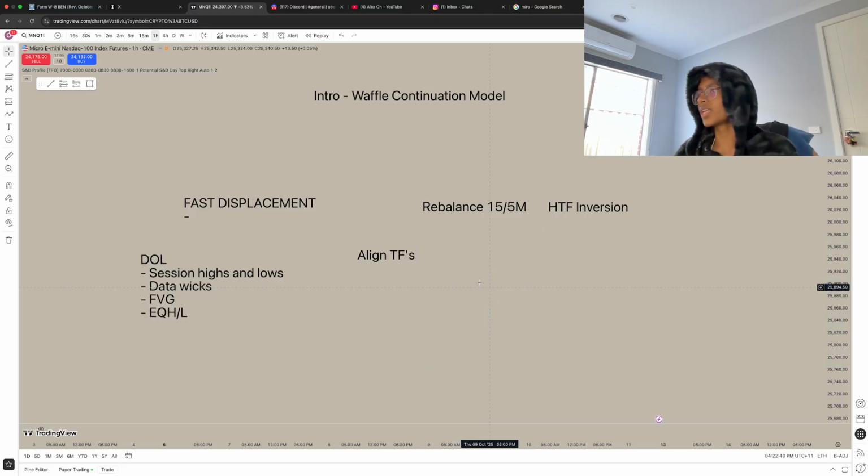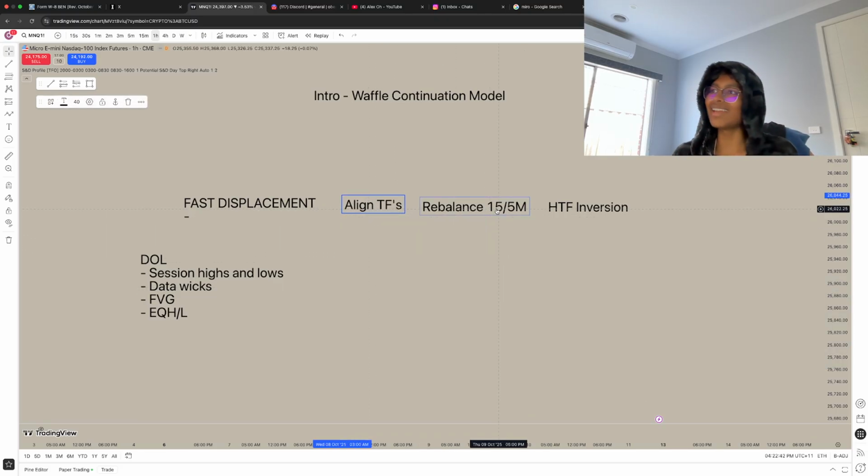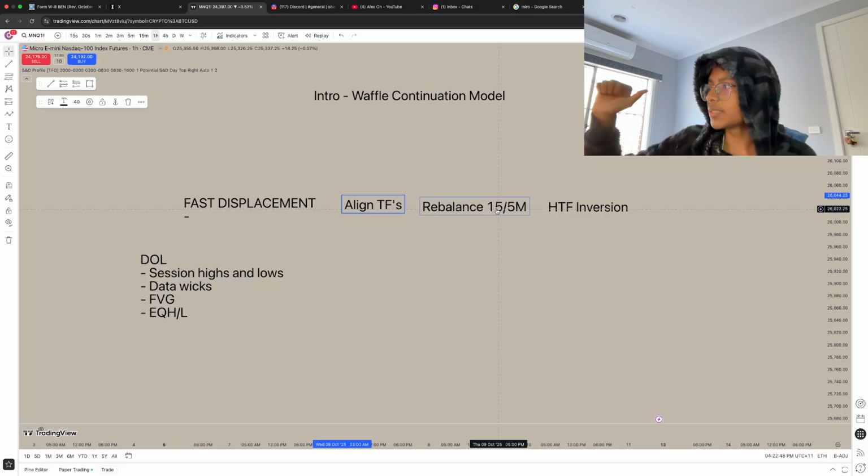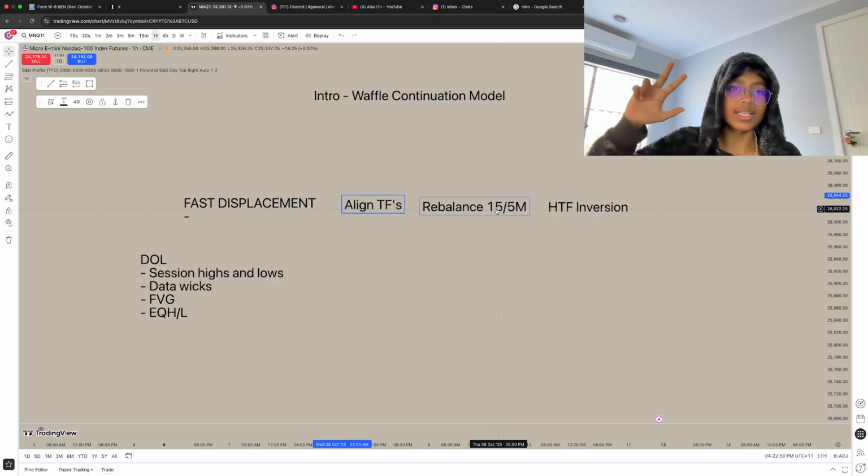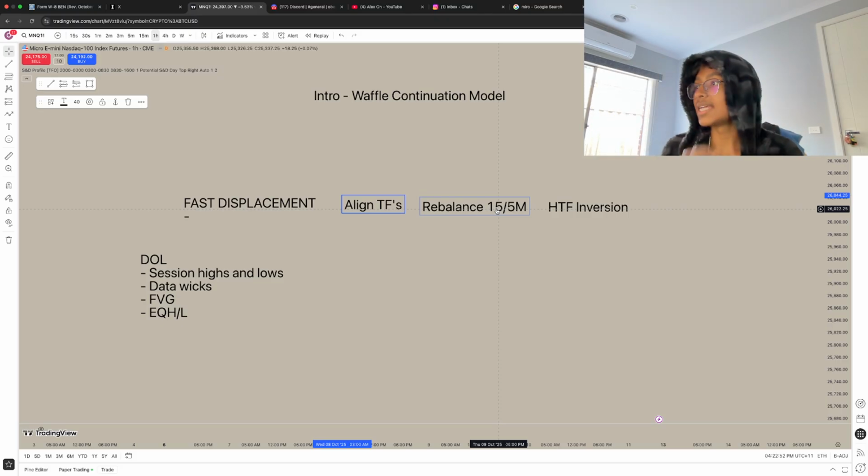I'll explain what I mean by this when I do a live example on the charts, a trade that I've personally taken. Next, for me to even enter, I want to see some sort of pullback to a rebalance of equilibrium. So if the first three things are there, displacement, drawn liquidity, and aligning the time frames, the next thing I want to see is a clear rebalance to an hourly, 15-minute, or 5-minute gap. This can be a bit discretional, depends on the day, but mainly 5 to 15-minute gaps, I want to see a fast pullback to it.